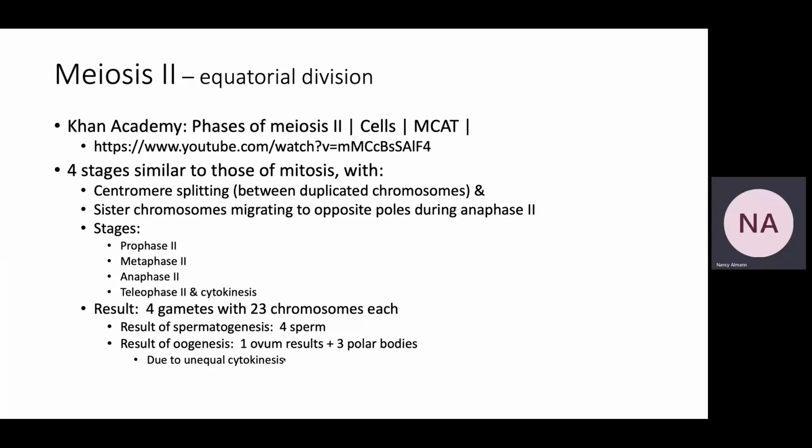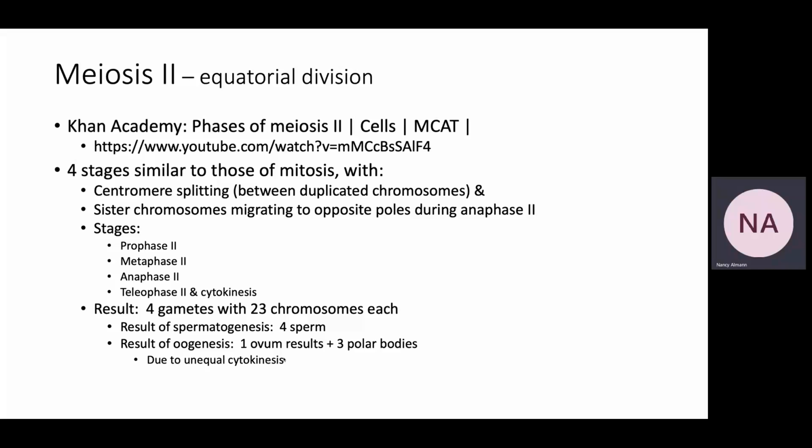Equatorial division is meiosis 2. You have stages that are similar to meiosis 1, because the centromere will split between duplicated chromosomes, and sister chromosomes are going to end up moving to the opposite side of the cell during anaphase 2. Again, you have the same phases, except the second go around of each, as well as cytokinesis. The result of this process is 4 gametes. They will have 23 chromosomes each if everything goes correctly.